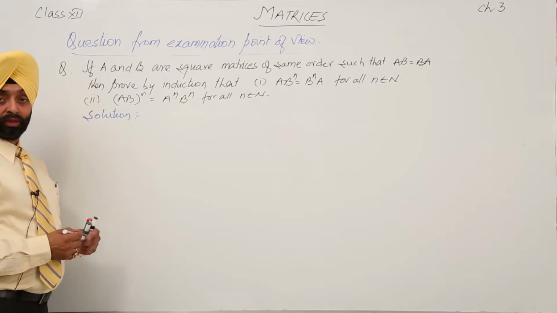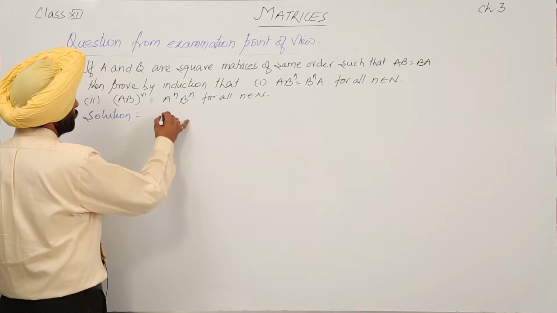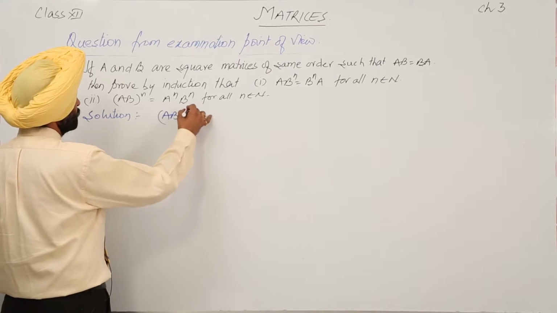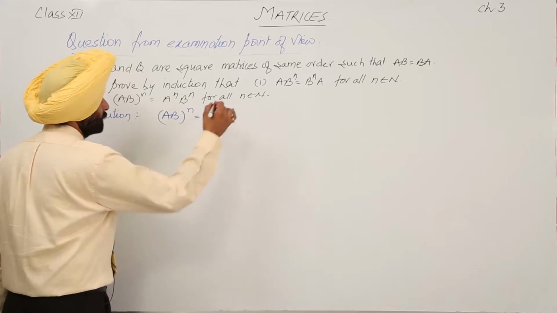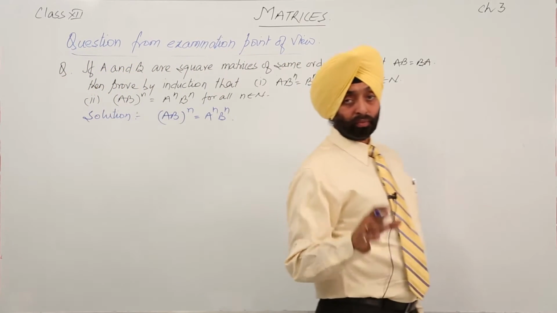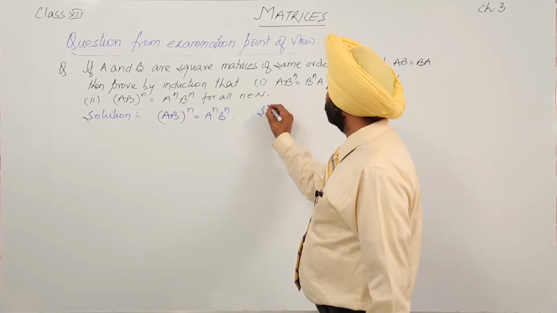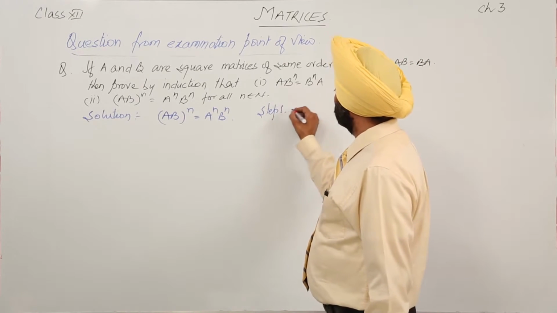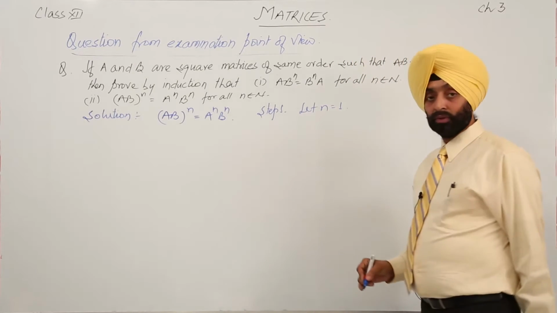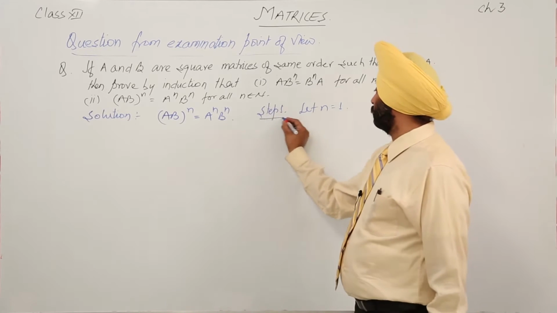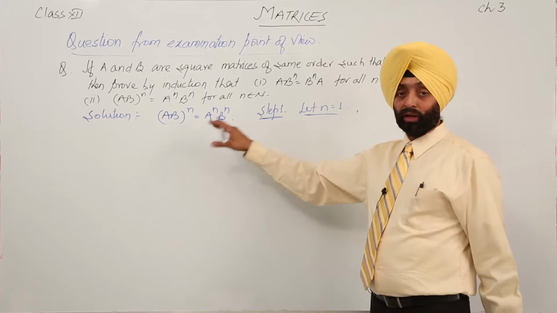Coming for the second question. Second question is, we have to prove by the principle of induction (AB) raised to power n is equal to A^n B. So now first part, assuming n is equal to 1. Step 1, let n is equal to 1. So this is step number 1, n is equal to 1. Now when we are putting n is equal to 1, what we are getting?